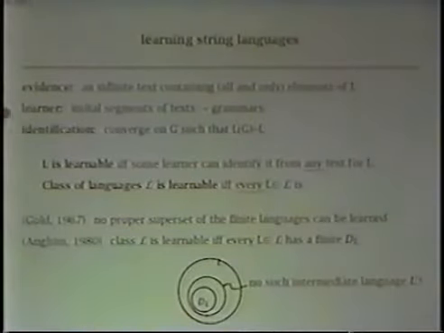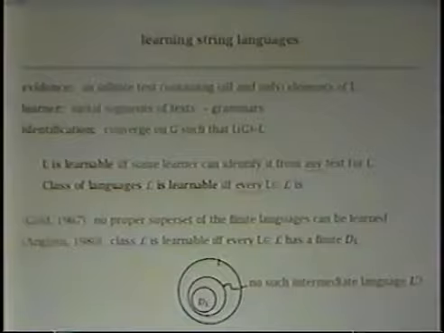So the first results I'll talk about imagine the evidence that's presented to the learner to be an infinite sequence of elements, sentences of some language, and we imagine this infinite sequence has all and only sentences of the language. So this kind of an object is sometimes called a text. So we'll imagine learners that look at longer and longer finite initial segments of a text, and at each point they can make a guess about the language. So their guesses will be grammars.